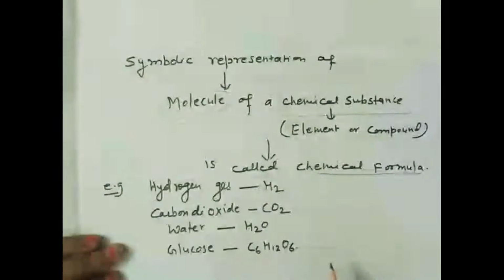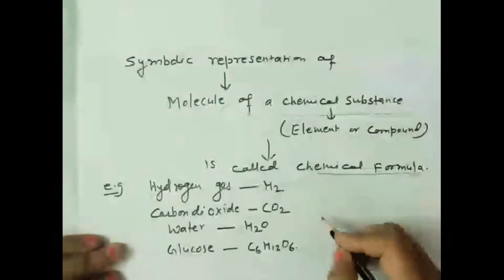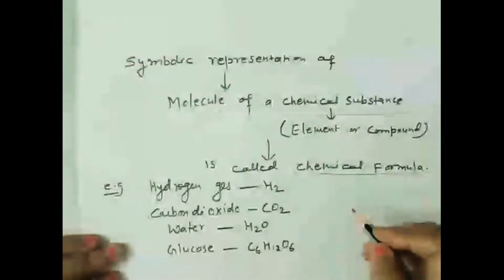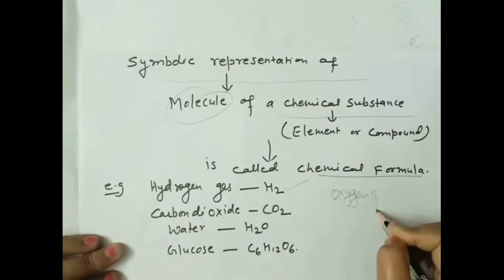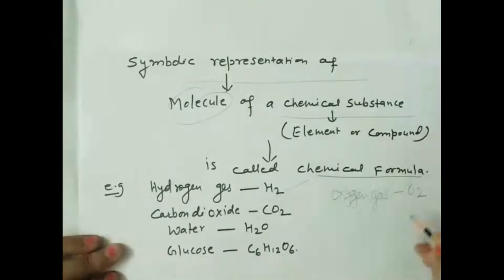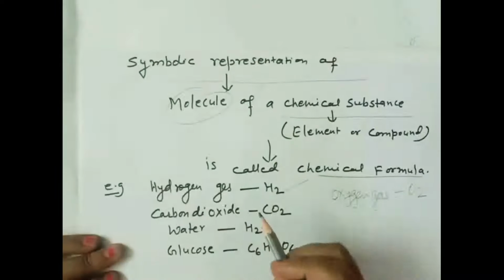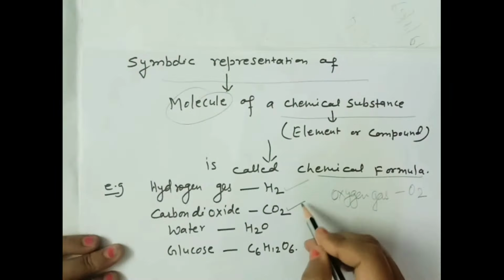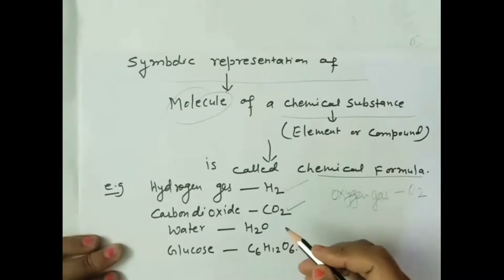Hydrogen is an element, but hydrogen is a gas, and gas consists of molecules. So the hydrogen molecule is written as H2. Oxygen is an element and oxygen is a gas. Gas is made up of molecules. So the oxygen gas formula is O2. Carbon dioxide is a gas. Gases are made up of molecules. So the formula is CO2.